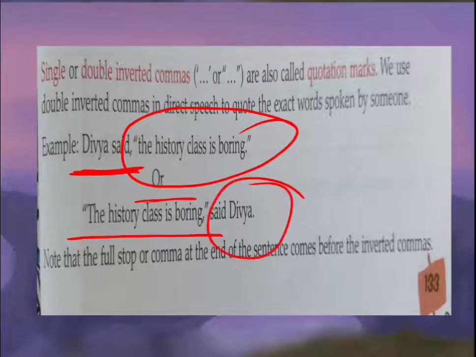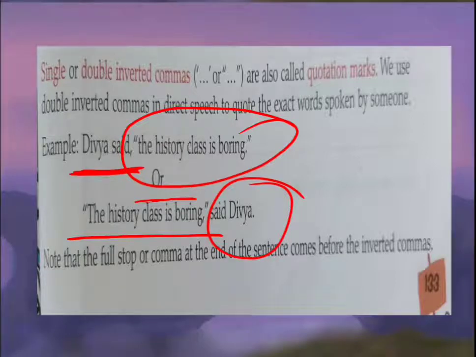Or, "The history class is boring," said Divya. If you say the exact words of the person first, then also you have to put only those words which are spoken by Divya inside the inverted commas. And we have to put a comma the same way. Here, after the sentence, once the inverted comma is over, then you put a comma. But in the first case, first the comma, then the inverted commas will start.